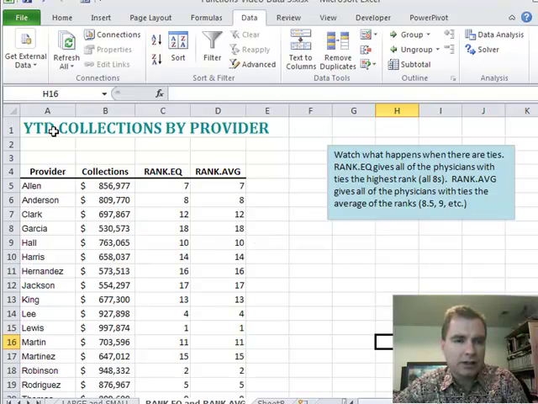What I have today is year-to-date collections by provider. So I have all my providers, I don't know, I have 15 or 20 of them, and I have the total amount of collections, and I want to know how my providers are doing. Who's at the top, who's at the bottom, how do they rank compared to each other.